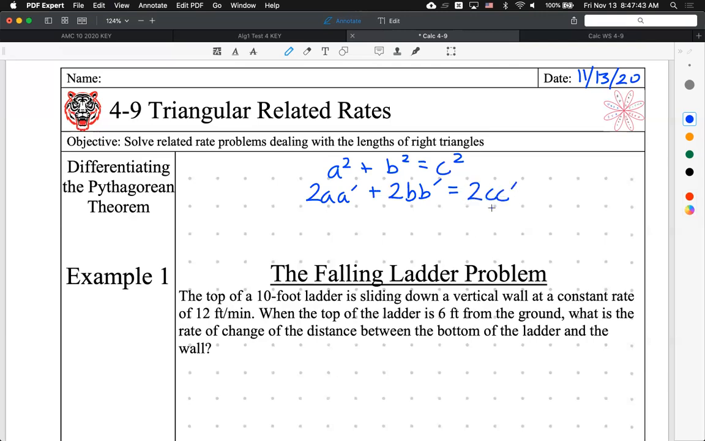Notice that you could divide every single term, or both sides of the equation, by 2. And the more simplified version of this, the one that you don't have to have memorized because it's so easy to take the derivative of, is A A prime plus B B prime is equal to C C prime. So that's the equation we're going to be using for the rest of the lesson today. All right, two examples, and then we're done.